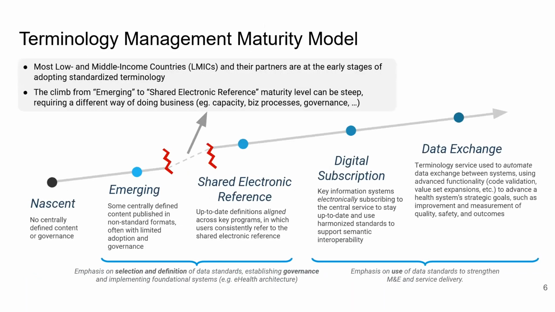And so I wanted to show this terminology management maturity model just a little bit, just to show the stages at which someone can adopt standardized terminology, because currently many countries are maturing past this emerging stage. And you can kind of see these red pieces here that it's a very steep climb going from the emerging to the shared electronic reference. And a robust approach here requires alignment across projects, systems, etc. And that requires both computer readable access and human readable access.